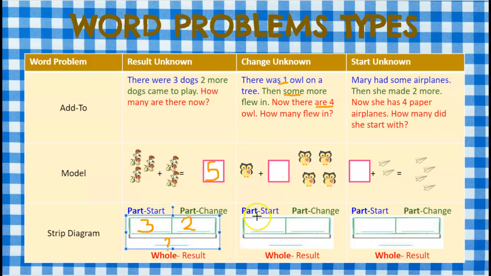So it gave us the 1 owl that we started with. And it says some more came, and now we have 4. So our total is 4. It means we have to figure out this missing part. This is the part that's missing. So if we do the opposite of adding to figure out this equation, we take away: 4 minus 1 equals 3.